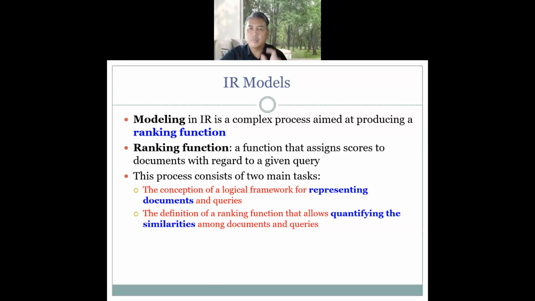So these two are the most important parts. First, we need to learn how to represent the document. We need a logical framework to represent this document. After that, we learn how to quantify, how to differentiate the document and the query that we have. How do we find similarities? How do we find the differences? Okay. So you will be learning this mainly throughout this course, looking at the model and looking at the ranking function.